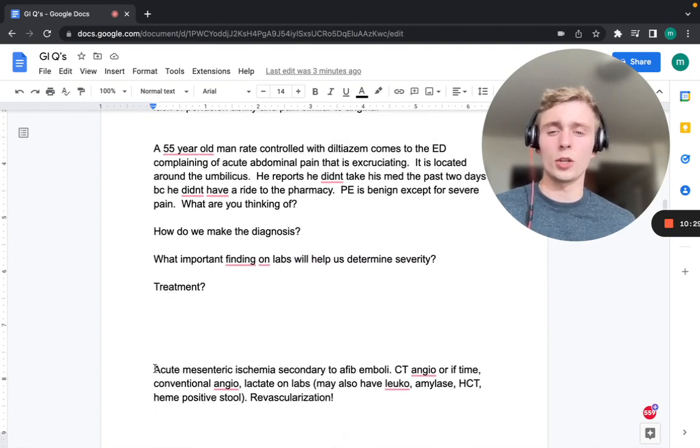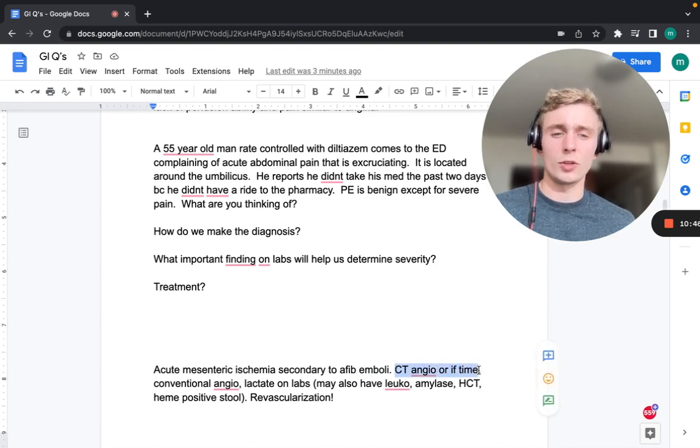So this is going to be acute mesenteric ischemia. So acute mesenteric ischemia, secondary to AFib, a clot from an AFib emboli. So an embolization to the mesentery here, acute mesenteric ischemia. How do we make this diagnosis?